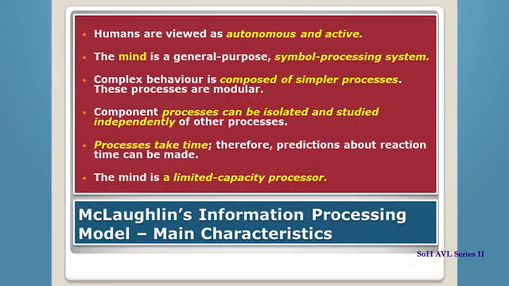McLaughlin's information processing model. The main characteristic of such an approach can be summarized as follows. 1. Humans are viewed as autonomous and active. 2. The mind is a general purpose symbol processing system. 3. Complex behavior is composed of simpler processes. These processes are modular. 4. Component processes can be isolated and studied independently of other processes. 5. Processes take time, therefore predictions about reaction time can be made. 6. The mind is a limited capacity processor.